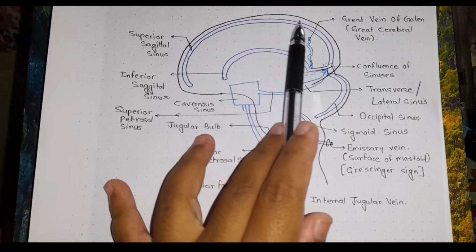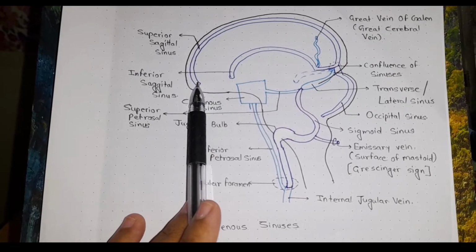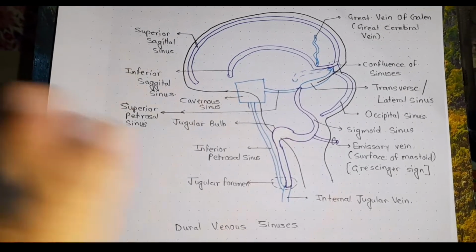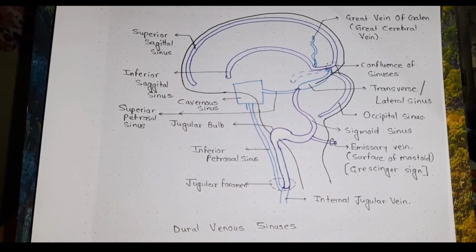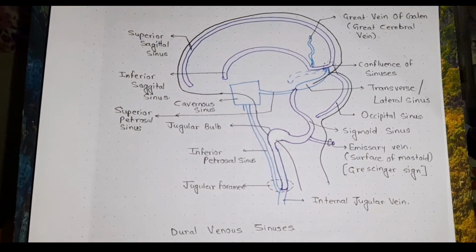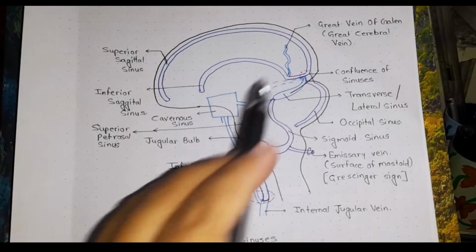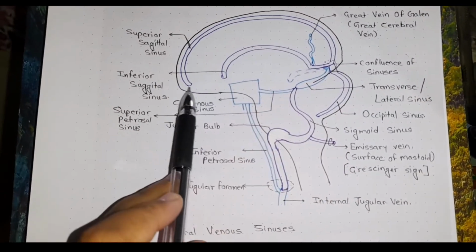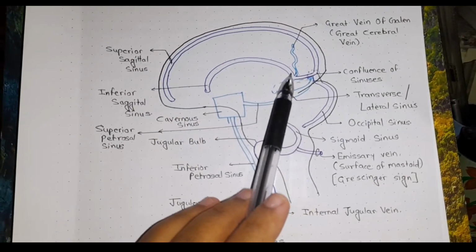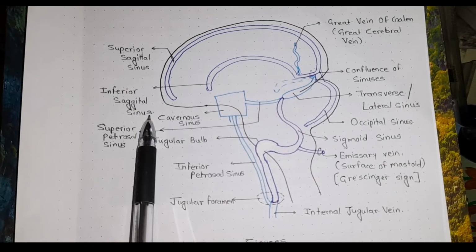So if you just trace from the confluence of sinuses, this big dural venous sinus, which runs along the base of the falx cerebri. Falx cerebri is a triangular depression in between the two cerebrums. So if you trace this dural venous sinus, it is called the superior sagittal sinus, and along the free border of falx cerebri is the inferior sagittal sinus.